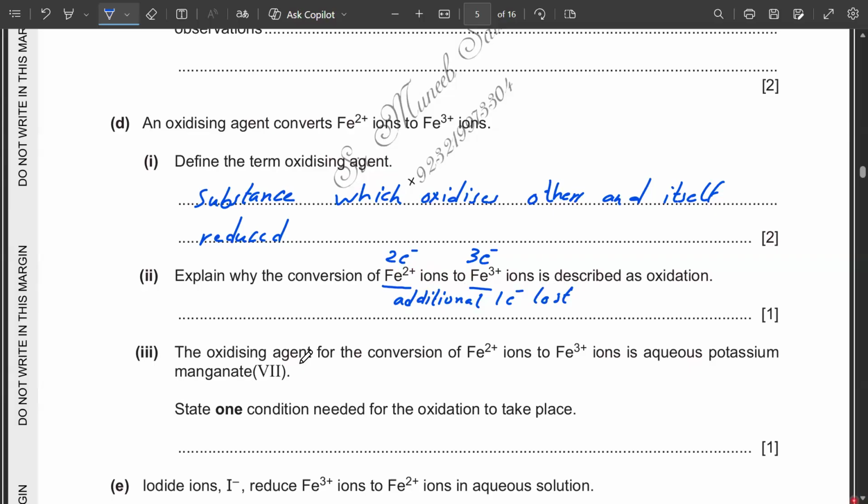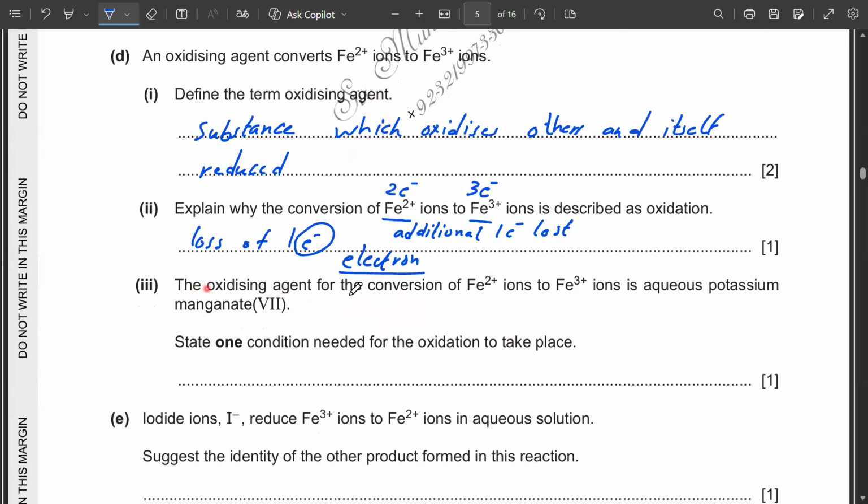Loss of 1 electron. You can either represent electron with an e minus sign or you can write the full name. The preferred way is to write the full name. Then third part, the oxidizing agent for the conversion of iron 2 plus ions to iron 3 plus ions is aqueous potassium manganate. State one condition needed for the oxidation to take place.